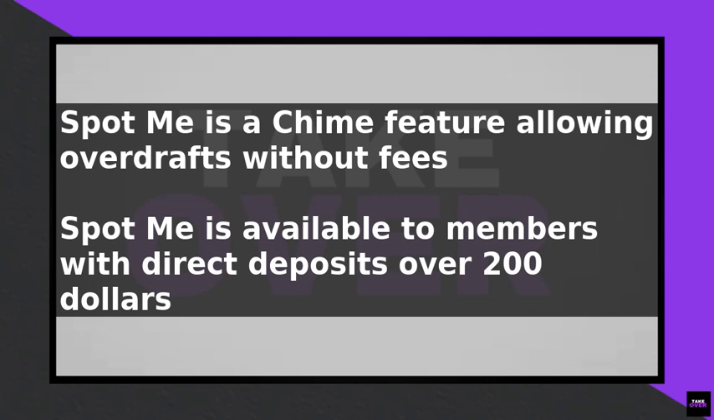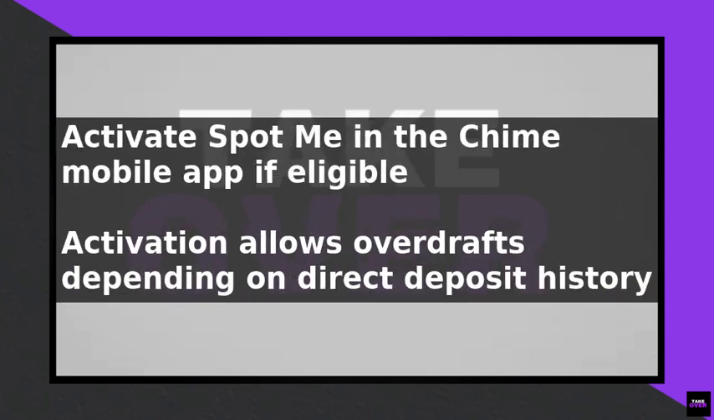First, you need to activate SpotMe on your Chime account. To do this, open the Chime mobile app and navigate to the SpotMe section. If you are eligible, you will see an option to activate SpotMe. Tap on this option to activate the feature. Once SpotMe is activated, you can use it to overdraft your account. The amount you can overdraft depends on your direct deposit history and Chime account activity. You can check your SpotMe limit in the Chime app.